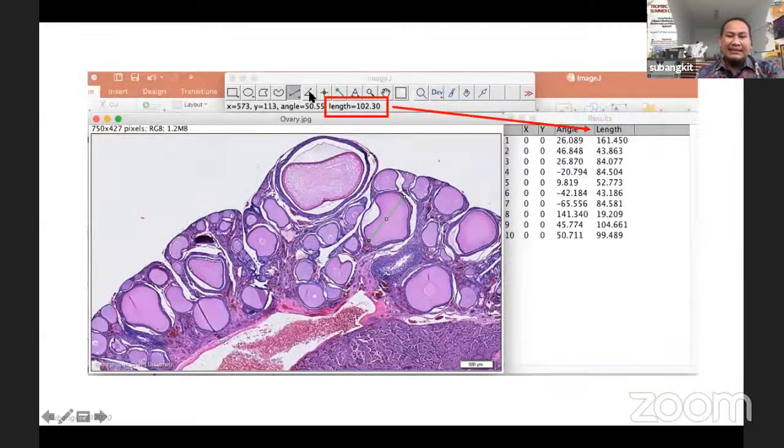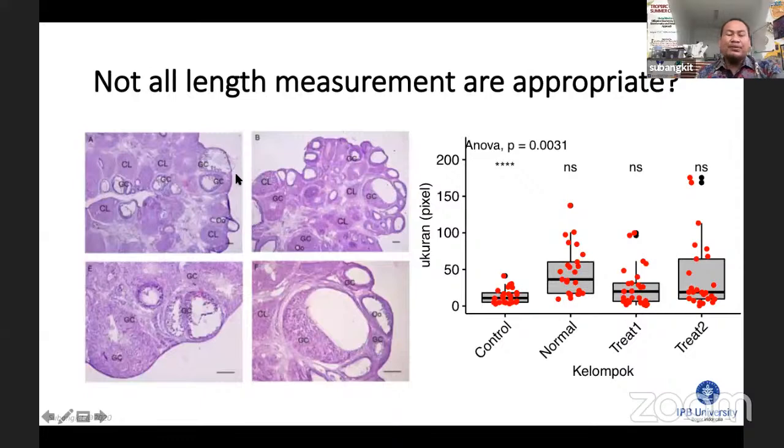This is the result. Not only length, we can also measure the angle when we make the line. And that's why we can compare between treatments. For example, this one control, treatment 1, treatment 2, treatment 3. So we can compare the statistical data about the size of the follicle more precisely and more comparably.